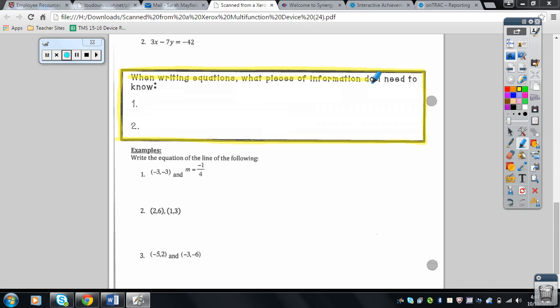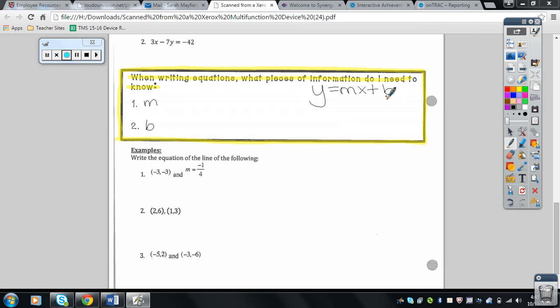When writing equations, what pieces of information do I need to know? Okay. Well, in order to graph a line, what pieces of information did I need to know? I needed to know what M was, and I needed to know what B was, right? So whenever you hear the words equation of a line, you should write y equals mx plus b down on your paper. And then you need to find M and you need to find B, okay?